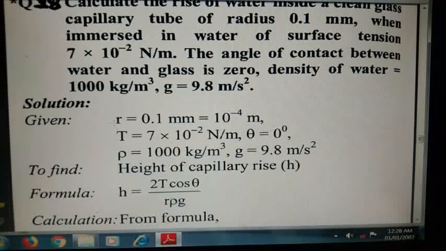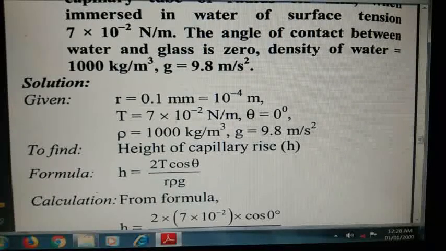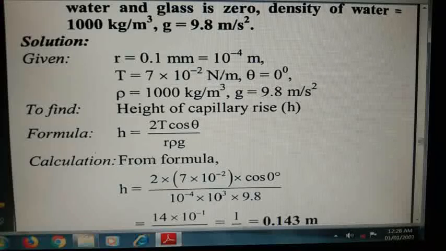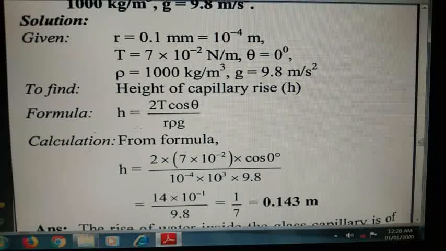Here given quantity in this problem is the radius, given 0.1 millimeter. So that is equal to 10 to the power minus 4 meter. We convert this millimeter into meter. Surface tension capital T is 7 into 10 to the power minus 2 Newton per meter. Angle theta is 0 for water. Density rho is given 1000 kilogram per meter cube. G is 9.8 meter per second square. We know the formula for capillary rise. Height H is equal to 2T cos theta upon r rho G.